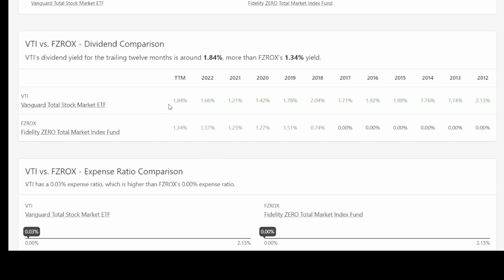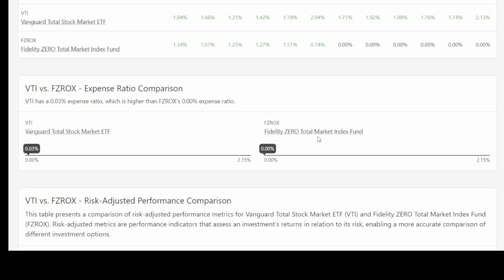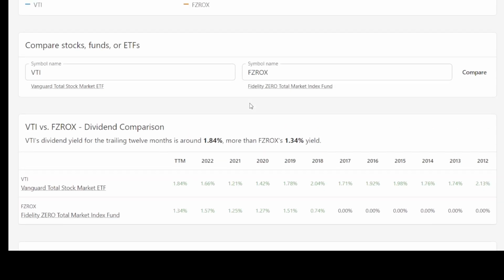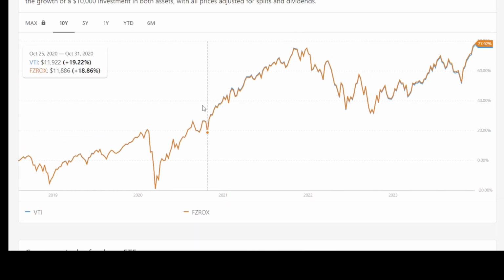You can see that VTI has a slight edge in terms of dividend, and there are some years like 2021 where you'll see FZROX have a higher dividend, but for the most part it's a little bit higher from VTI, although they should be around the same most of the time. Now looking at the expense ratio, we can see that VTI is 0.03% and FZROX is 0%. So they are both solid options, and honestly, I don't think you could go wrong picking either of these funds. But that has been the comparison between FZROX and VTI.